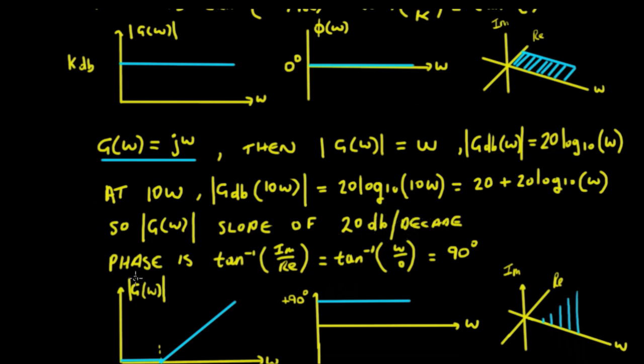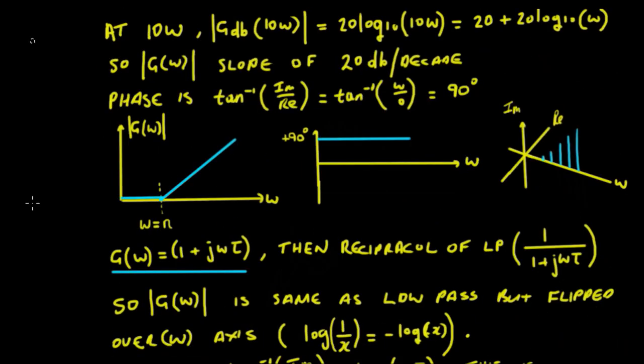And also the phase is going to be the inverse tan of the imaginary part over the real part. In this case here, the imaginary part is omega, and there is no real part, so the real part is 0, so it'll be omega upon 0, which is inverse tan of infinity, which just equals a value of 90 degrees. So if we were to look at the magnitude and the phase plot for this, it would just be 0 up to some value of omega, say omega equals n, and then it would increase at a value of 20 dBs per decade.